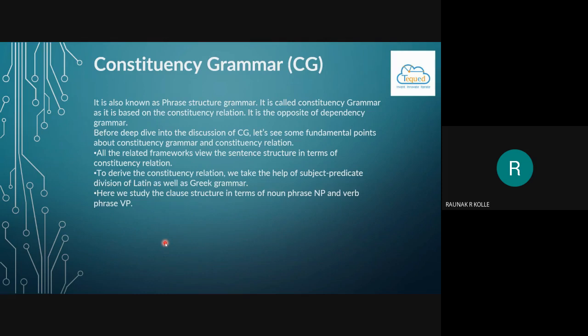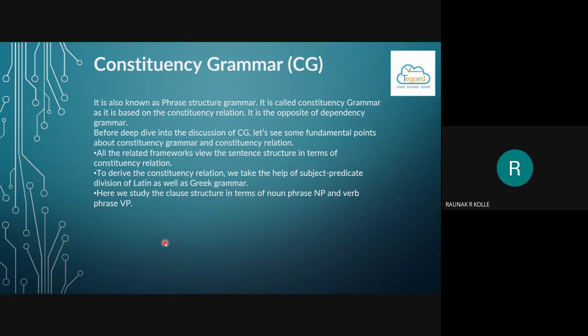Constituency grammar, CG. Constituency grammar is also known as a phrase structure grammar. It is called constituency grammar as it is based on the constituency relation. It is the opposite of dependency grammar. Before deep diving into the discussion of constituency grammar, let's see some of the fundamental points about constituency grammar and constituency relation.